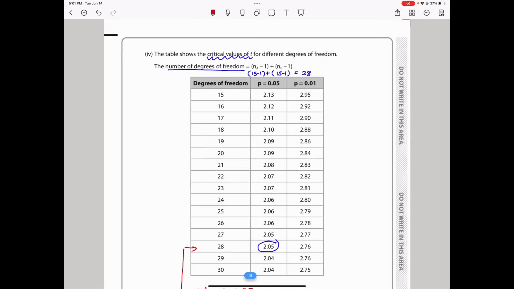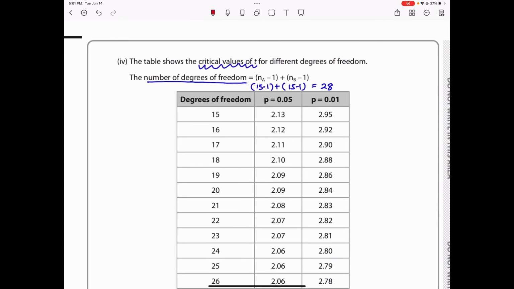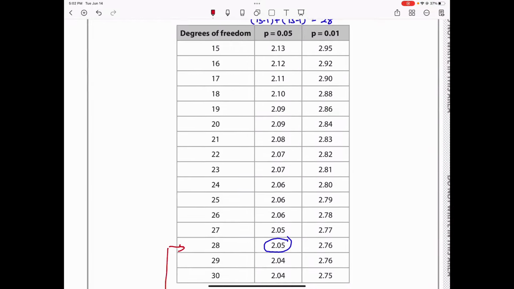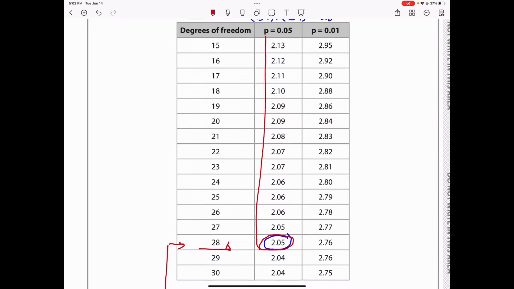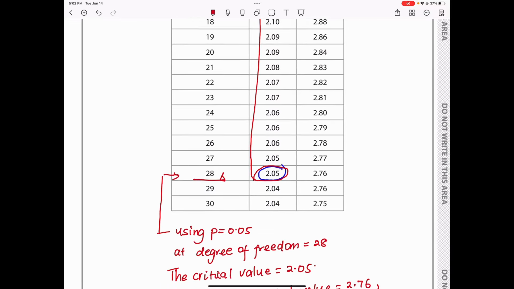It says the table shows the critical values of t for different degrees of freedom. Now again, remember 15 samples. In this case, the degrees of freedom is 15 minus 1 plus 15 minus 1, which means the total degrees of freedom is 28. So you will come to your table of critical values and look for where 28 is, and then you determine the critical value at p equals 0.05, and this critical value is going to be 2.05. So that is the critical value we have.